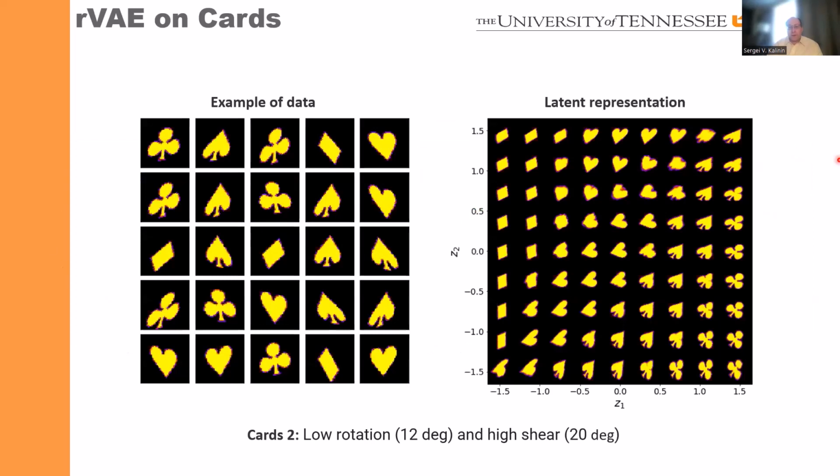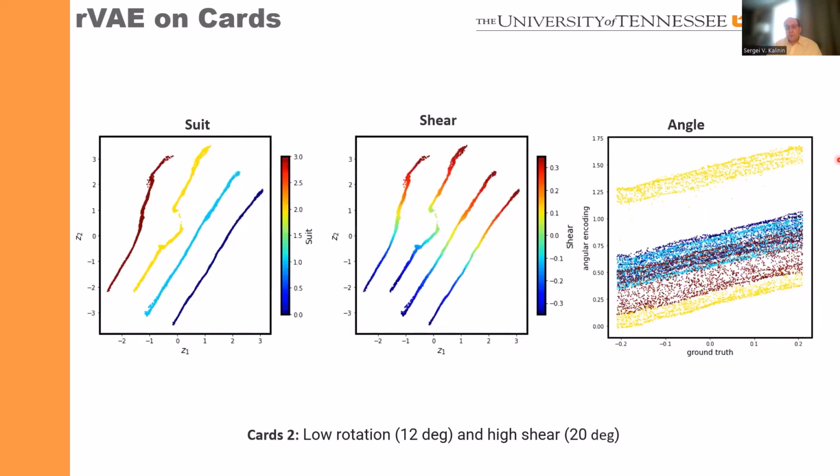Great. So can it work for a different combination of the rotation and shear disorder? Of course it can. So if we go for low rotation and high shear, you can see that now suits are linear. The shear is still disentangled across the manifold, and the angle is reconstructed okay. There is a noise, but it's not bad. We still can see it.